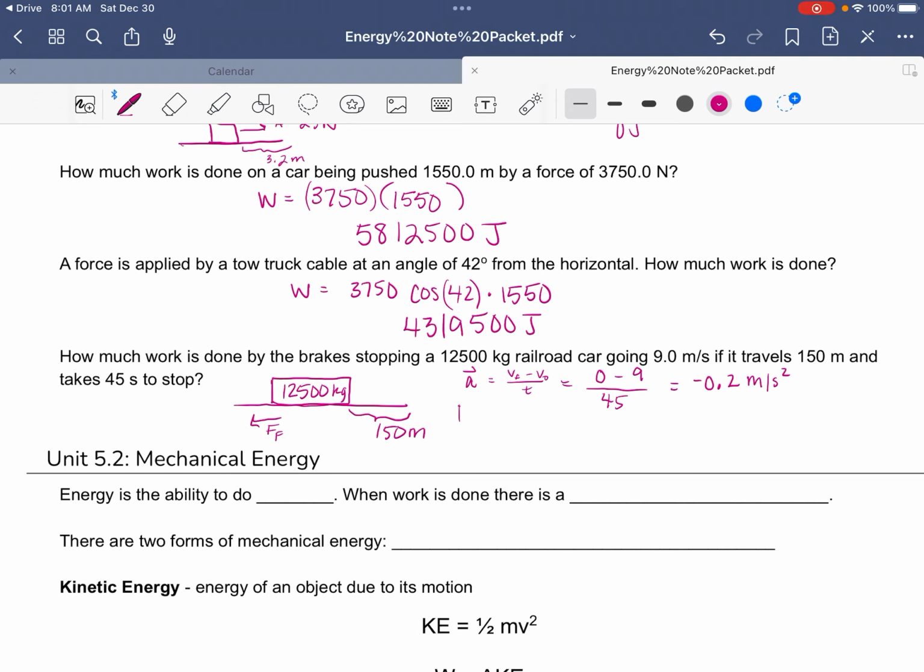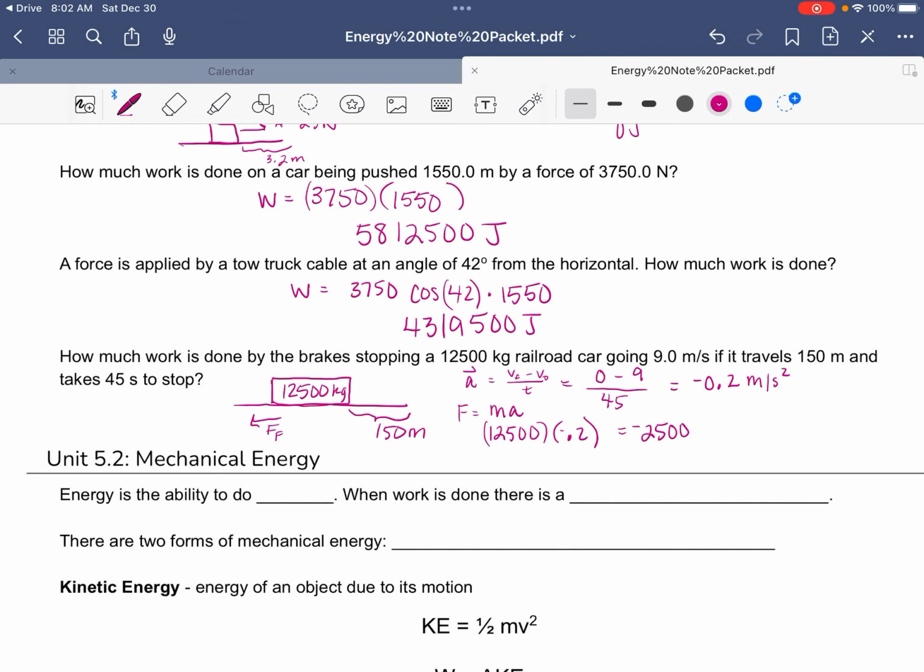Okay, and recall that force is equal to mass times acceleration. So the mass of my object is 12,500 times my acceleration of -0.2. So when I put that in, I'm going to get that my force is -2,500. So that's my force of friction.